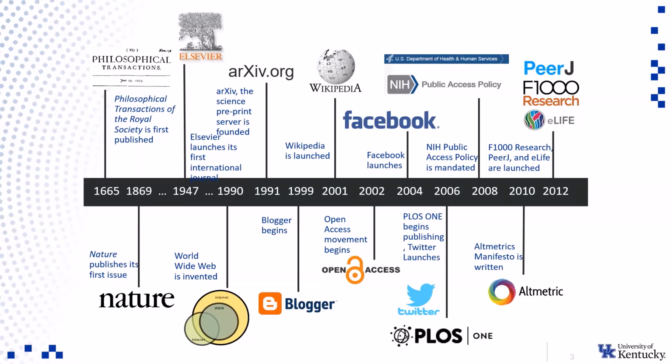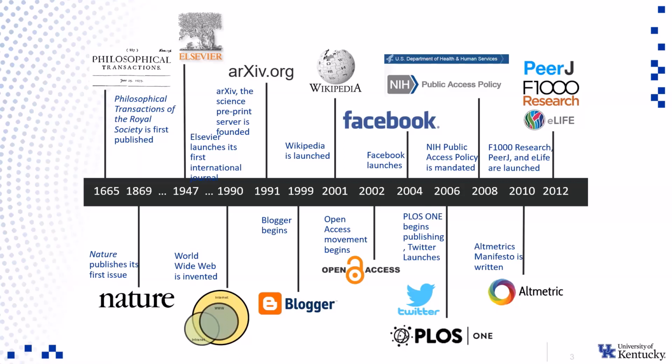In 2004 through 2006, we see major social media companies form, with Facebook and Twitter coming online. We also see the formation of PLOS ONE, one of the very popular open access megajournals. And in 2008, the NIH mandates their public access policy for federally funded research. In 2010, the Altmetrics Manifesto came about, which looked beyond the measuring of citations and elevated the importance of shares, views, downloads, and early signs of impact.